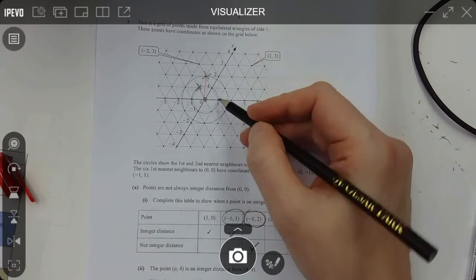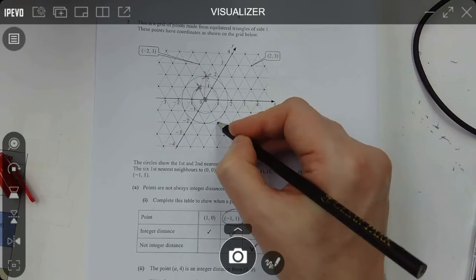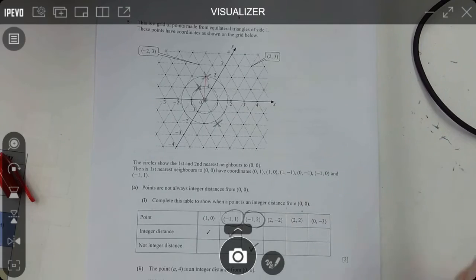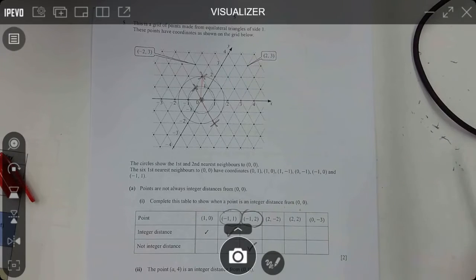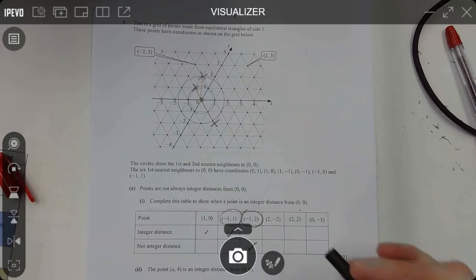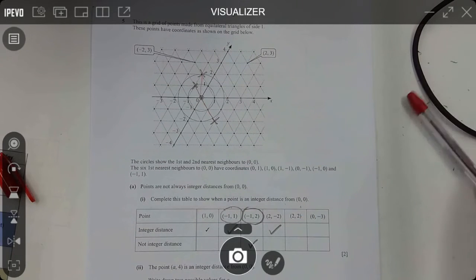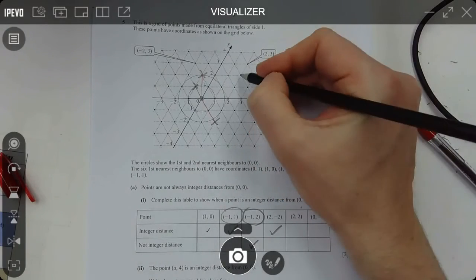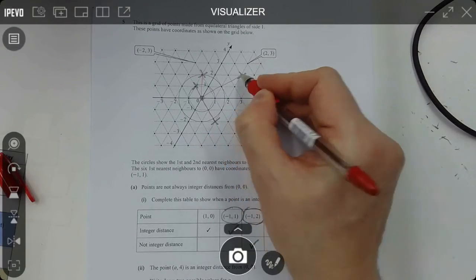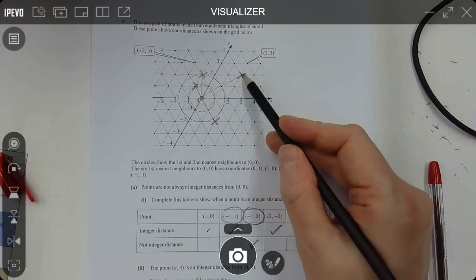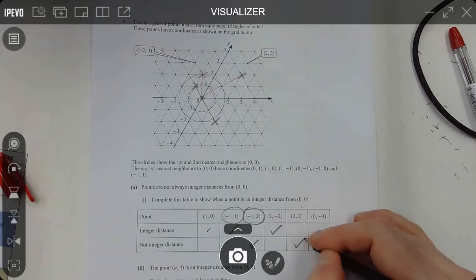2, minus 2. So you're going across 2, and then we're going down to minus 2. So you're here. So this is going to be a whole number, because look at this. You're going along the sides of the equilateral triangles, and each one of them is worth 1 unit. So that's 2 units. So yes, the distance is going to be a whole number. Let's try 2, 2 then. So you go across 2 and up 2. So we're here. And this time that's going to be a no then, because look, that is not going through your lovely whole unit equilateral triangle lengths. So that is not going to be an integer distance.